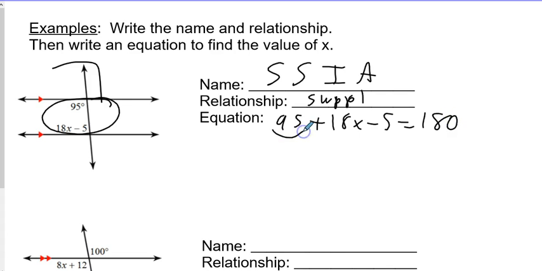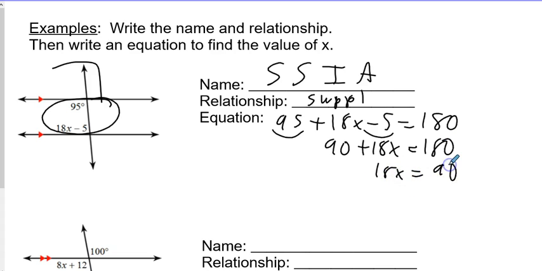So we're going to combine like terms. 95 minus 5 is 90, plus 18x equals 180. Then we are going to subtract 90 and get 18x equals 90. 180 minus 90 is 90. And then we just do 90 divided by 18, and we get 5. X equals 5. Now, are we done? It says write an equation, find the value of x. We are done. That's it.